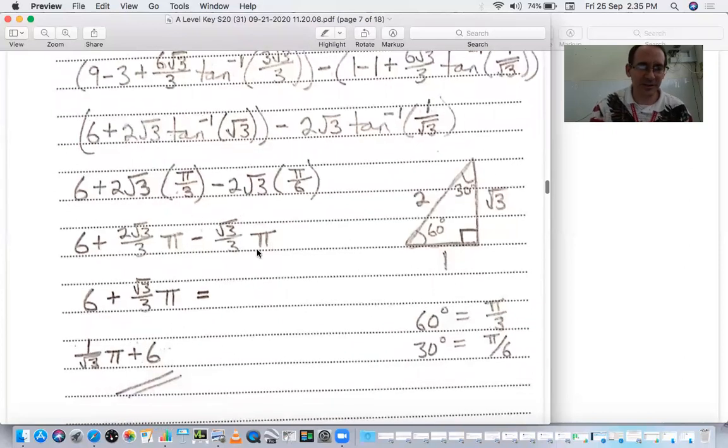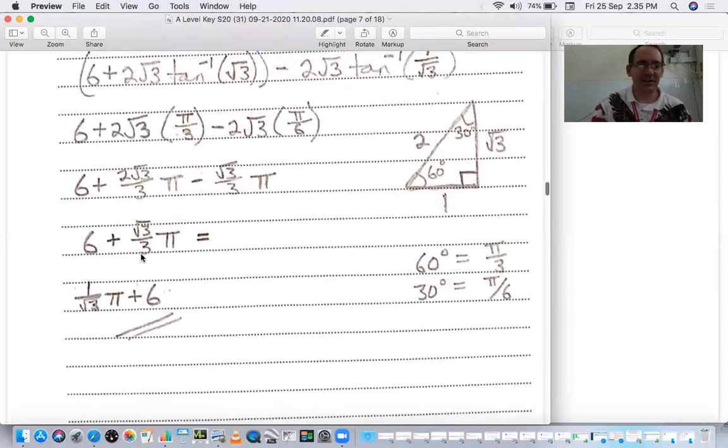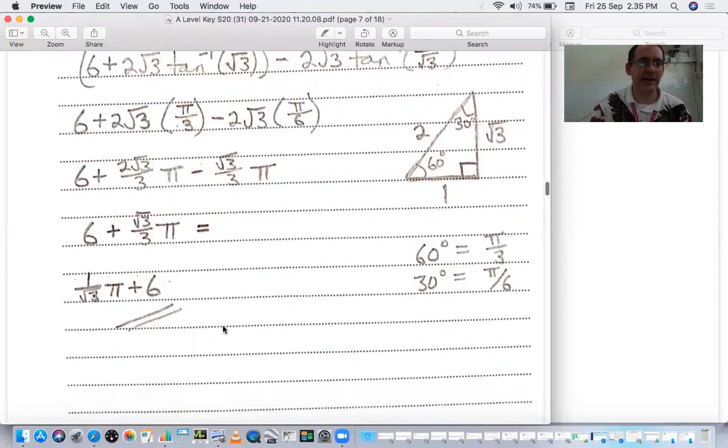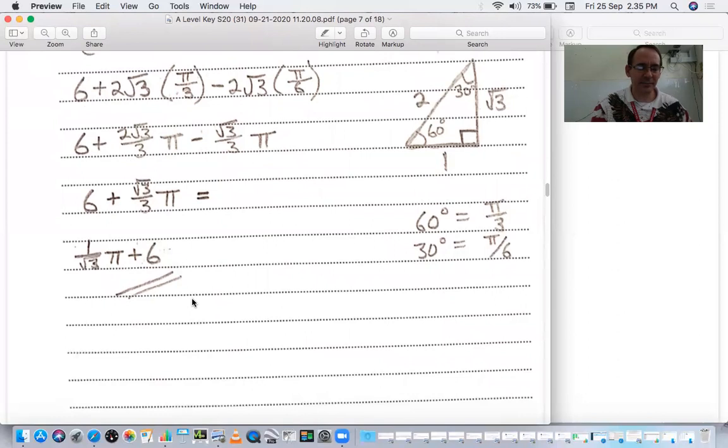And that helps it to simplify a little bit better. You can use your calculator with these fraction and radical coefficients, and you get (6 plus root 3) over 3 pi, which, I think I would have left it like this. I think in the mark scheme, it puts it as 1 over root 3.